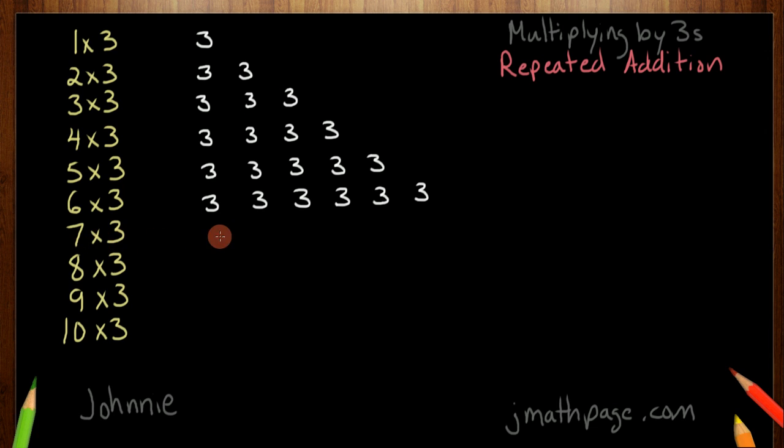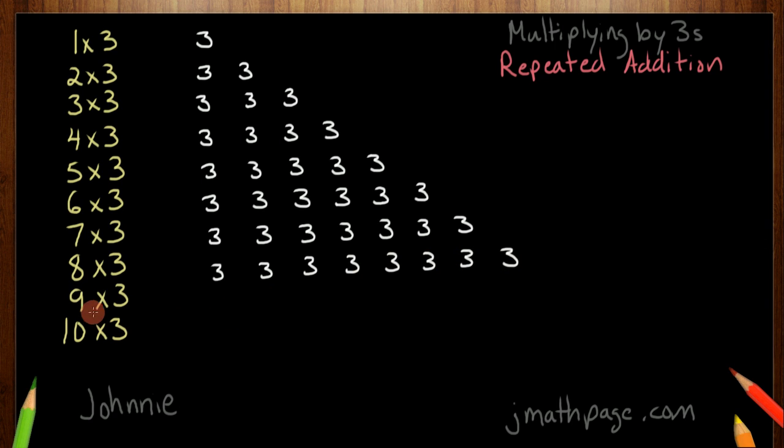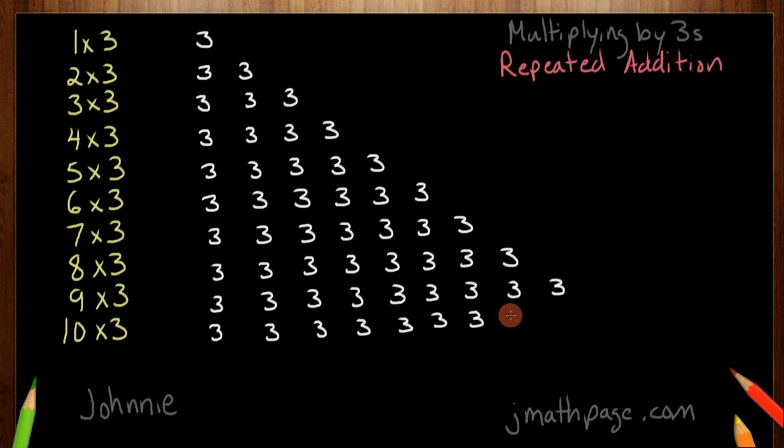7 times 3 is 3 added 7 times. 1, 2, 3, 4, 5, 6, and 7. 8 times 3 is 3 added 8 times. 1, 2, 3, 4, 5, 6, 7, 8. What a lot of work. 9 times 3 is 3 added 9 times. 1, 2, 3, 4, 5, 6, 7, 8, 9. And you know what the last one is. 10 times 3 is 3 added 10 times. 1, 2, 3, 4, 5, 6, 7, 8, 9, and 10.